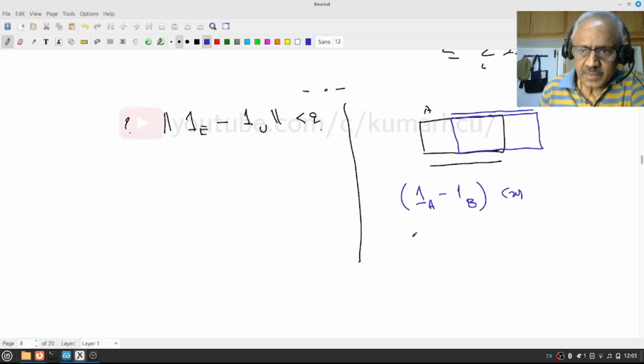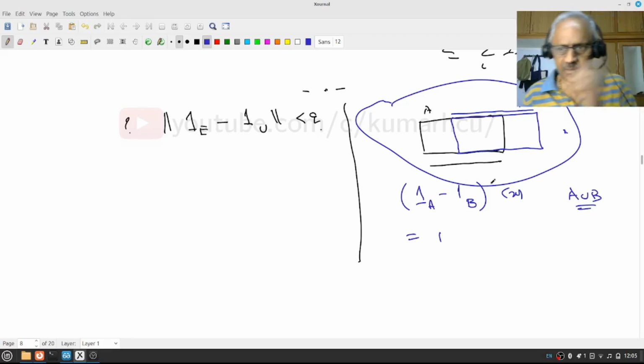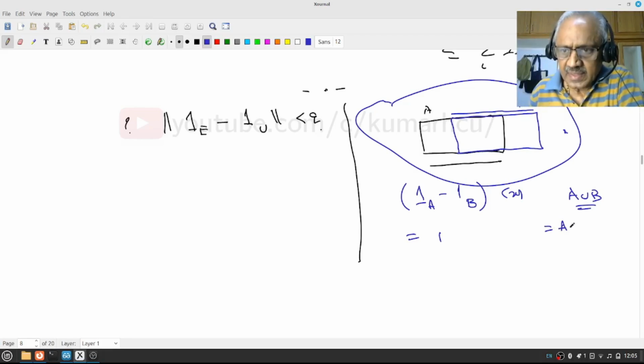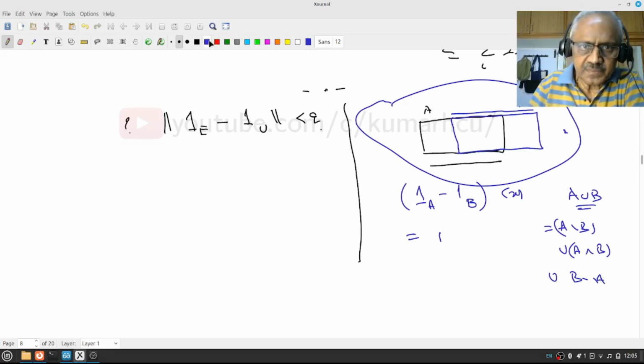When the indicator of A at x is considered, x must be in A, therefore it will be 1, and if it is not in B, it will be 0. The sets which are involved is A union B. For any x outside A union B, I don't need to worry. But A union B I can write as A minus B union A intersection B union B minus A. This is A minus B.